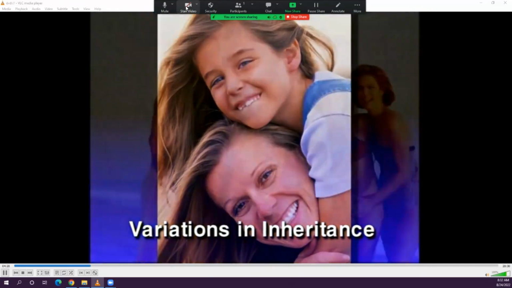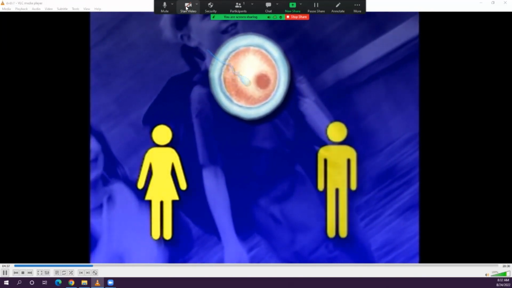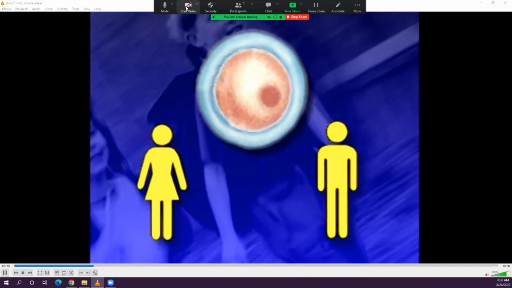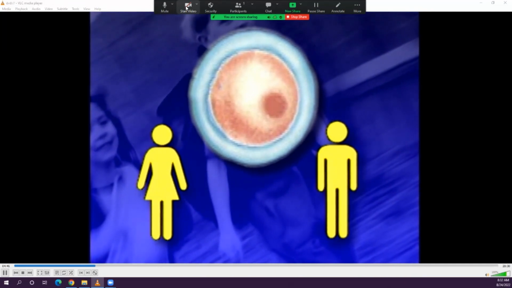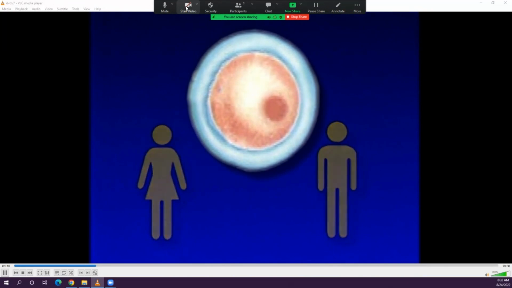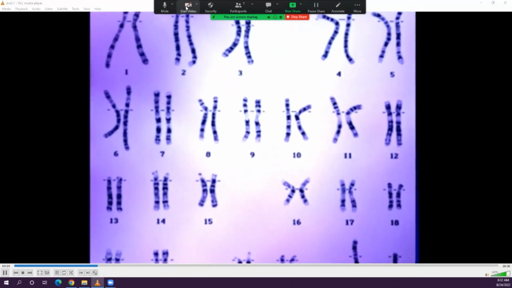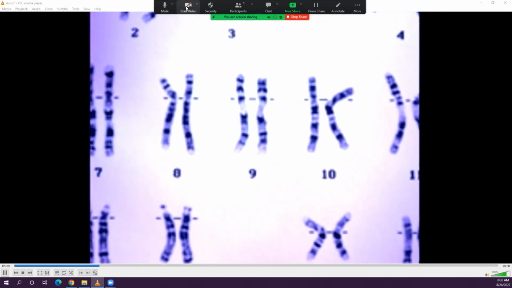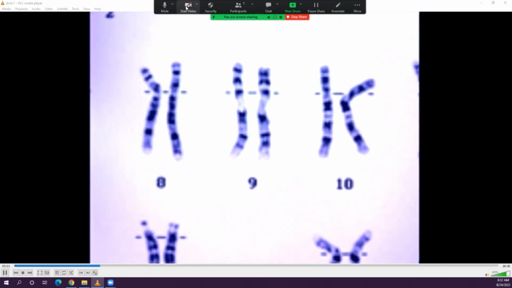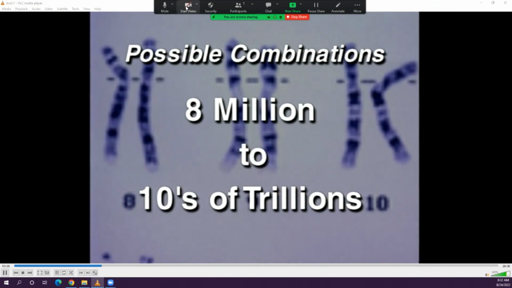Why do some children closely resemble their parents while others do not? When the ovum and the sperm unite, the chromosomes of 2 different people are combined. It is during meiosis that the particular combinations of genetic makeup are determined for the egg and sperm. These variations occur during stages of meiosis. One possibility is the random separation of chromosomes during the final cell division in meiosis, where egg and sperm are formed. There are as many as 8 million to tens of trillions of possible combinations for each new organism.